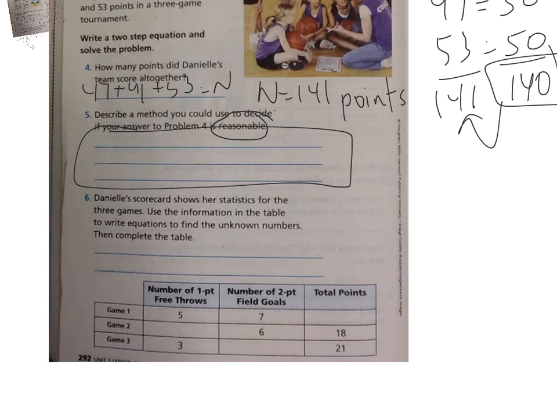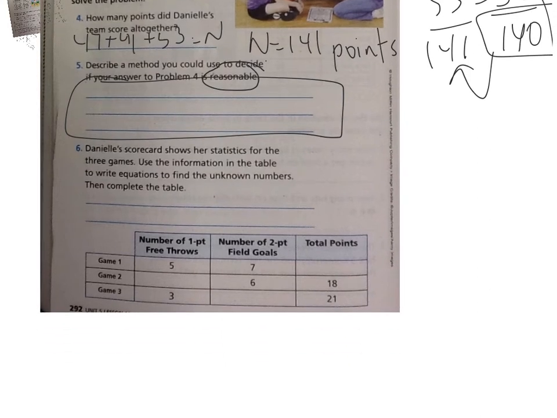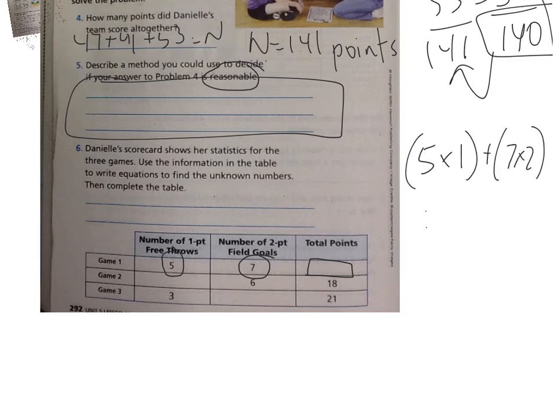All right, Danielle's scorecard shows her statistics for 3 games. Use the information in the table to write equations to find the unknown numbers. Then complete the table. All right, well, we know that she had 5 1-pointers, 7 2-pointers. We would need that answer. So we would have 5 times 1 plus 7 times 2 equals n. Okay? So that would equal 5 plus 14 equals 19. So n equals 19. That would be one of them to find it.